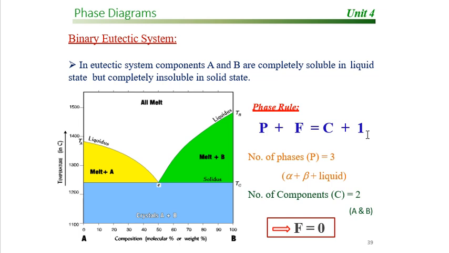So plus 1 indicates temperature. Here we are removing the pressure variable, so one variable will be temperature, and the other axis we will be using as composition, which is mentioned as 2 here.